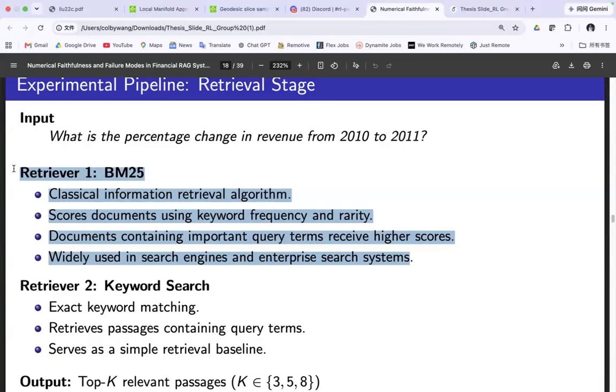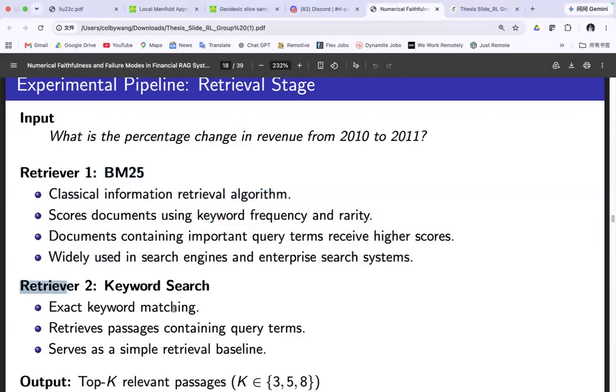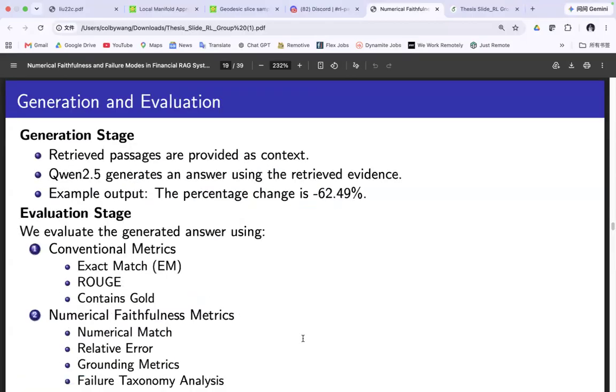And this is widely used in all of the search engines and enterprise search systems. The second one is the keyword search. This is basically exact keyword matching and will retrieve passages that contain the query terms. This is a simple retrieval baseline. For simplicity, we'll try K, basically the number of top documents, to be 3, 5, or 8.